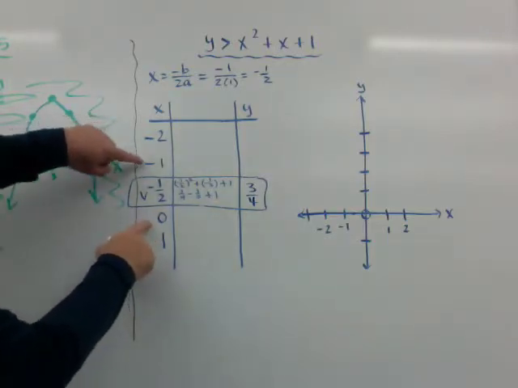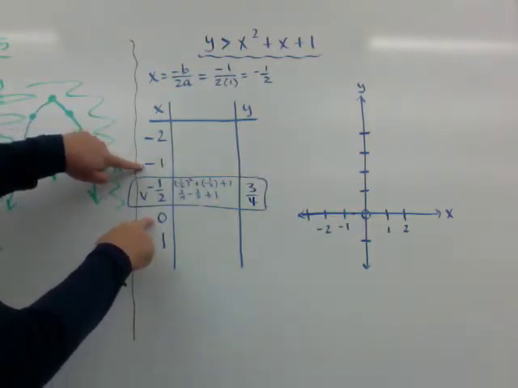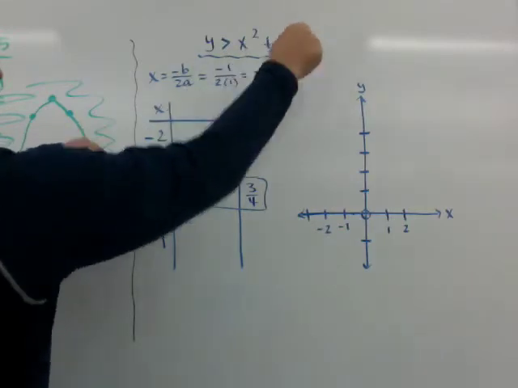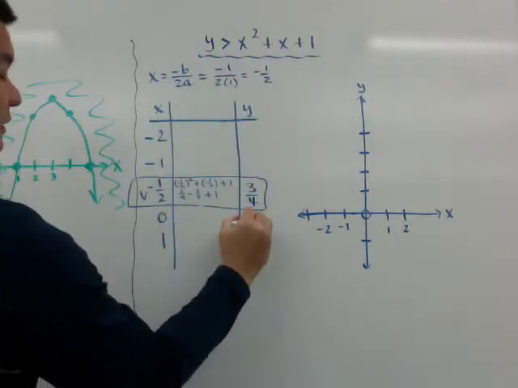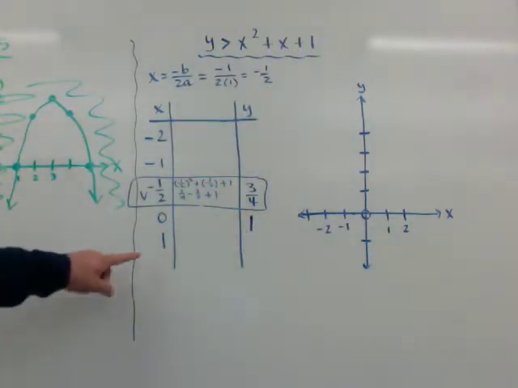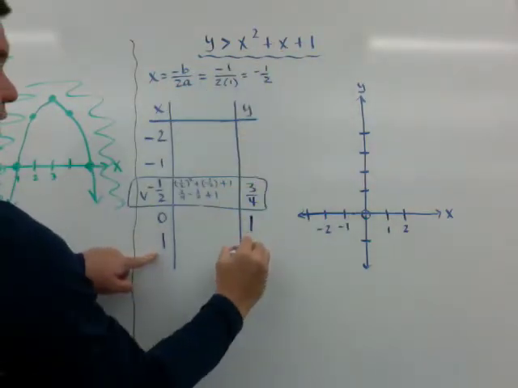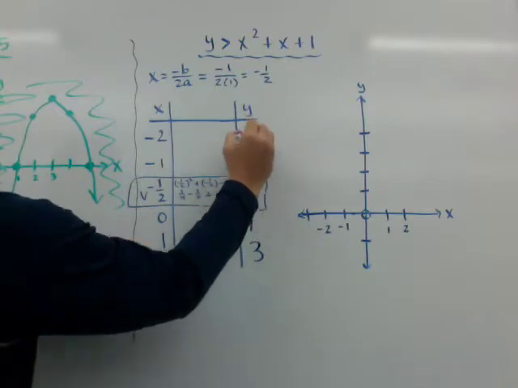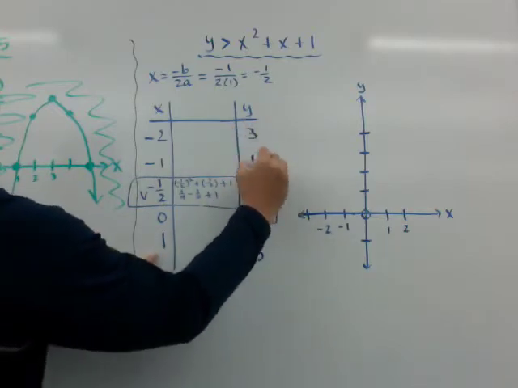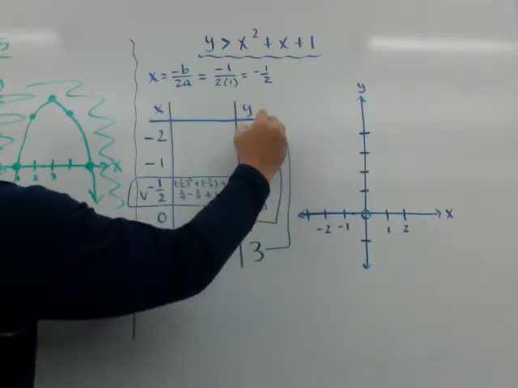In this case, I would choose a 0. It's always easier. 0 plus 0 plus 1 would just be 1. And if I put a 1 in here, that's pretty easy. 1 squared is 1, plus 1 plus 1, you get 3. So I can put the 1 here and the 3 here.